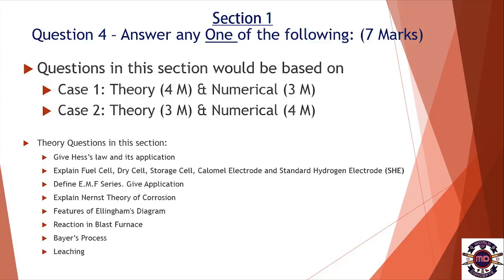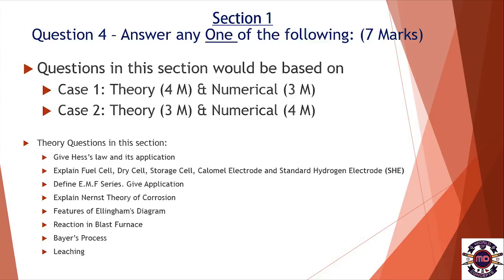The most important theory questions from section 1 are: 1. Give Hess's law and its application. 2. Explain fuel cells, dry cells, storage cells, calomel electrode and the SHE, that is standard hydrogen electrode. Third, define EMF series and give its applications. Fourth, explain the Nernst theory of corrosion.